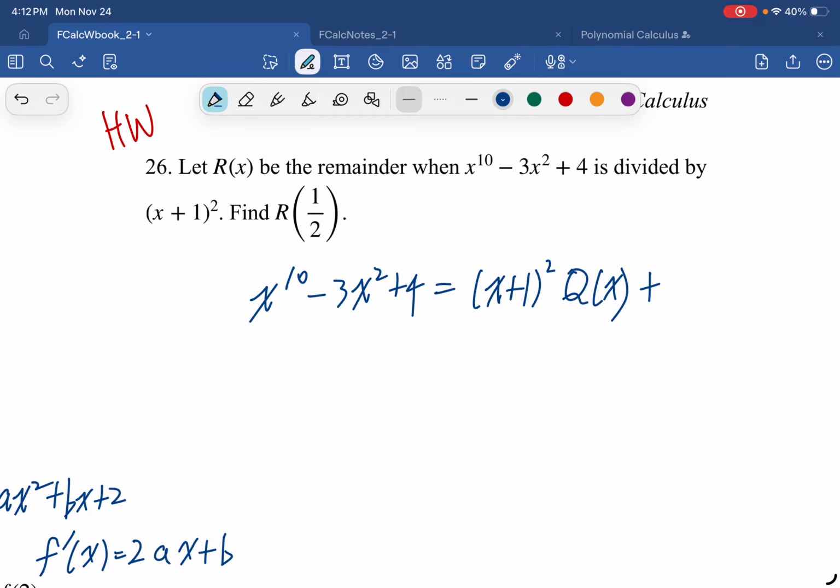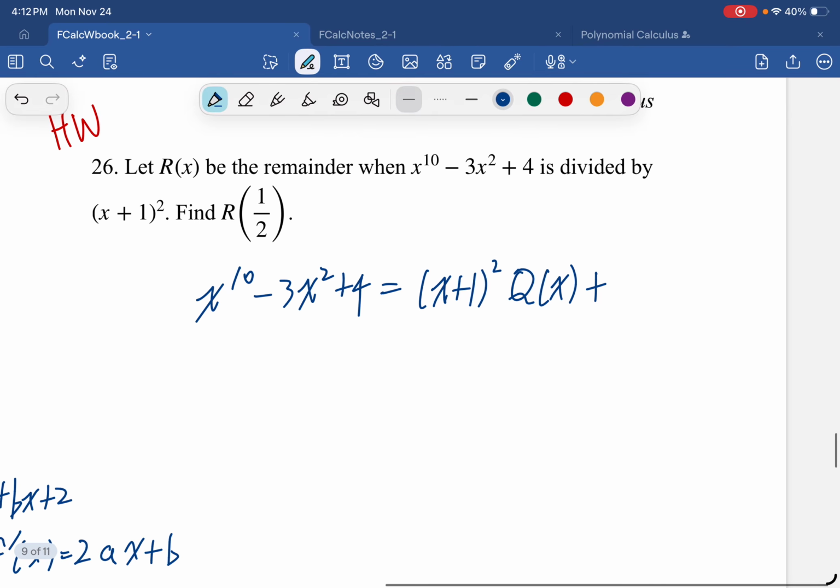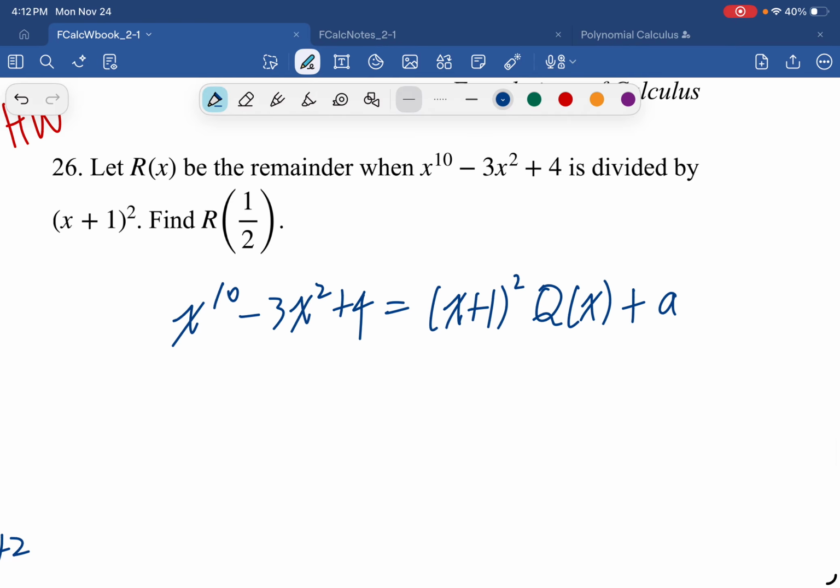So the remainder is r of x, but we can get a little bit more specific because the thing that we're dividing with is a quadratic. So the remainder should be at most a linear function. It can't have a matching degree or else we can divide one more time, right? So let's set it as ax plus b. So that's going to be our r of x.